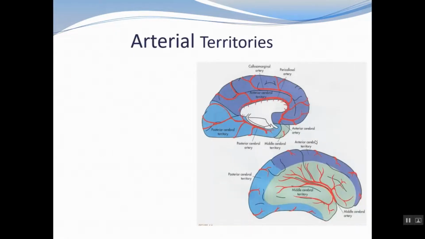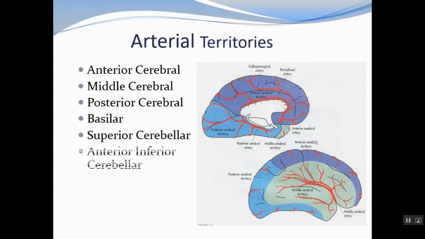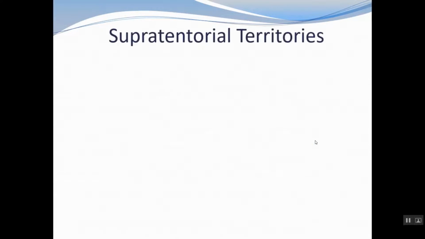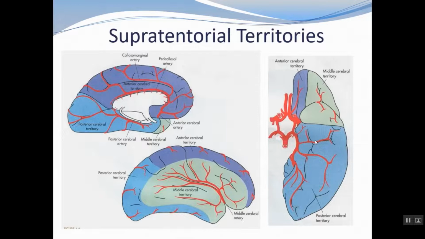The arterial territories: here we see the anterior cerebral, middle cerebral, posterior cerebral, the basilar, superior cerebellar, inferior cerebellar, and posterior inferior cerebellar. The supratentorial territory includes the anterior cerebral, middle cerebral, and posterior cerebral territories.